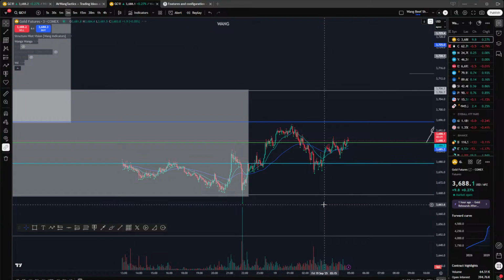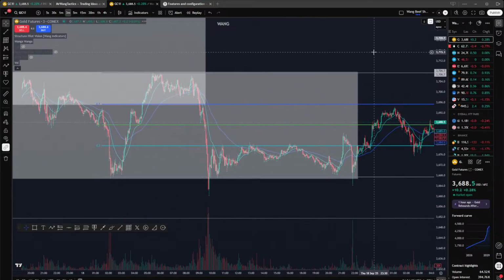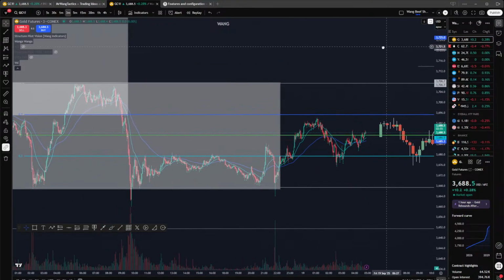But then again, this scenario is very strength dependent. You want to see a large move forming in that direction in order for us to say that we're going up there.